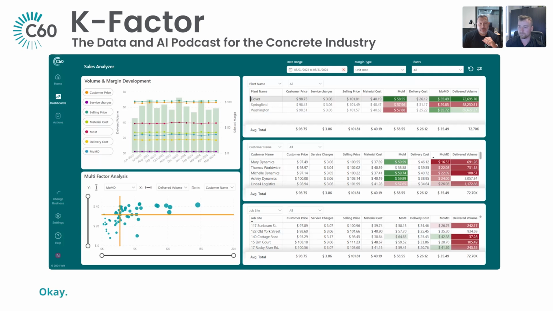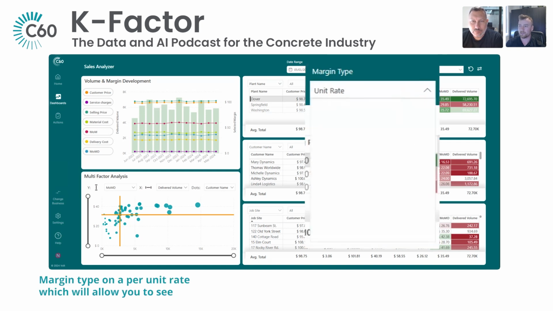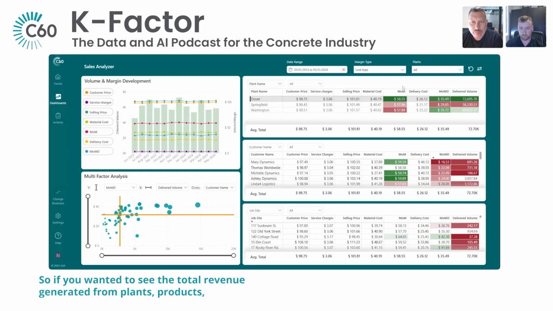Okay. And I noticed you've got this thing called margin type up there. What does that mean? Yeah, so you can view this by margin type on a per unit rate, which will allow you to see what you're generating off of a per meter or per yard basis. You can also view it by total. So if you wanted to see the total revenue generated from plants, products, projects, etc., you can view that as well, where it's not on a per unit base. It's taken into consideration the total volume of that product sold and its selling price.